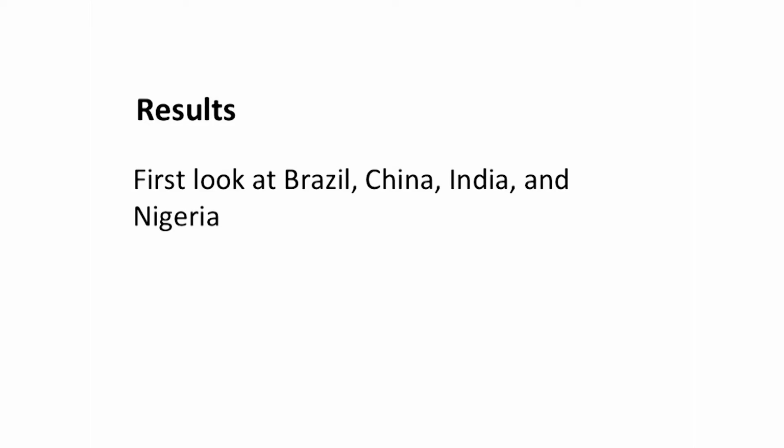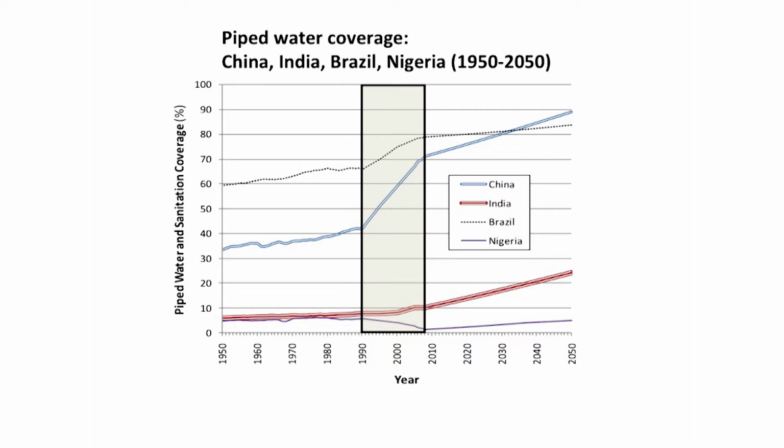I'm going to show you the results of the coverage forecast first for four countries: Brazil, China, India, and Nigeria. These are some of the largest countries in terms of population in the developing world and some of the most interesting in terms of coverage statistics.